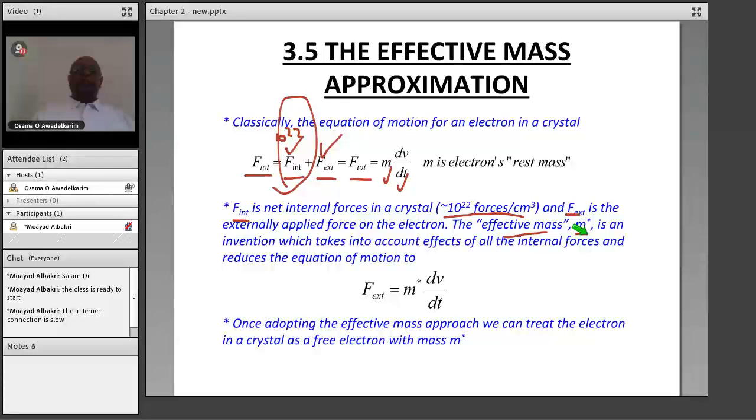And this mass, which is m star, the effective mass of the electron, takes care of all the internal forces. So the effect of all these internal forces is lumped into this effective mass. And then the equation becomes only one force, which is the external force, equals the effective mass of the electron times the acceleration of the electron. And therefore it becomes really simple.